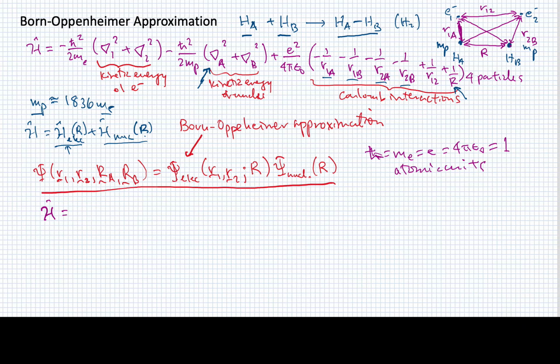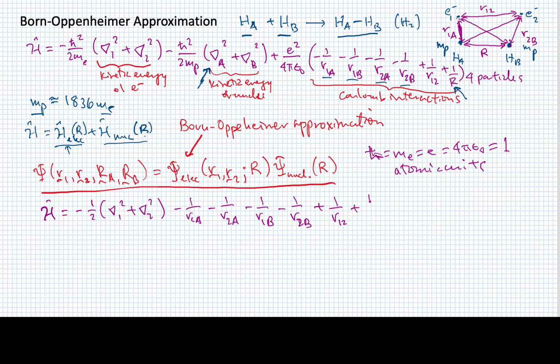So that means our overall Hamiltonian is going to look like this. We'll have minus 1/2 times the sum of the two Laplacians for the two electrons. Then we'll have minus 1 over R1A, minus 1 over R2A, minus 1 over R1B, minus 1 over R2B, and plus the repulsive interaction of the two electrons.